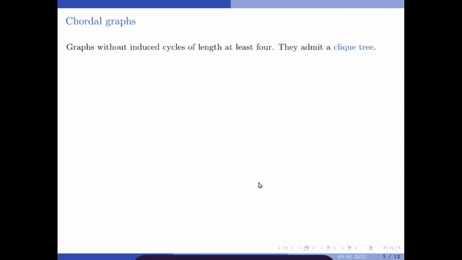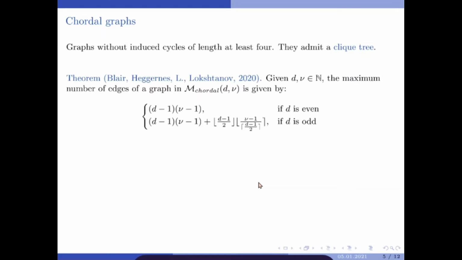I will not define a clique tree here, but if you're familiar with tree decompositions, a clique tree is a tree decomposition of the graph in which every bag is a maximal clique of the graph. And the result that we prove is the following. We establish a bound on the number of edges that a chordal graph of bounded degree and bounded matching number can have. It's no surprise that in the case of D odd, this bound is the same as what we had before.